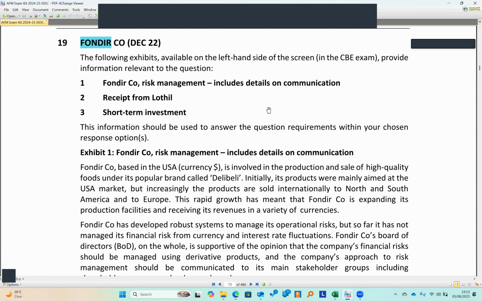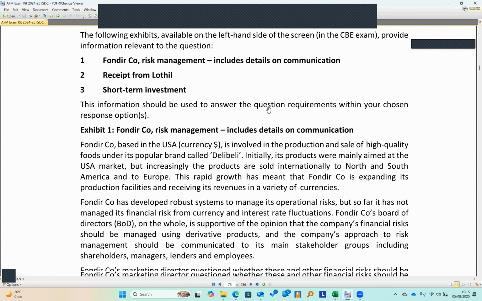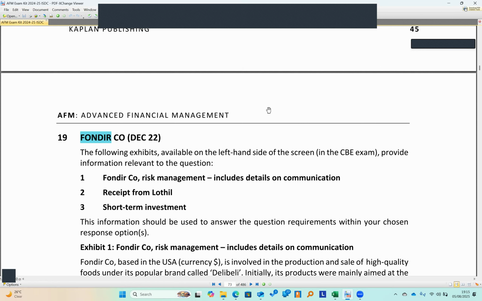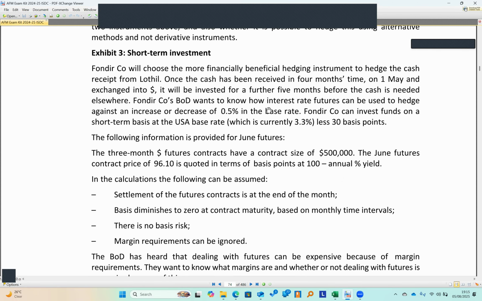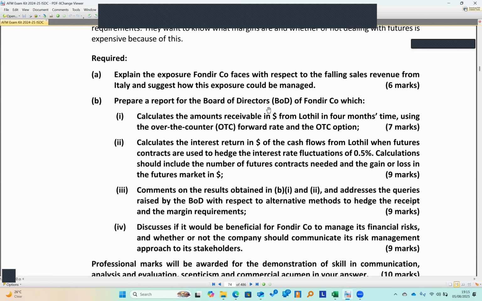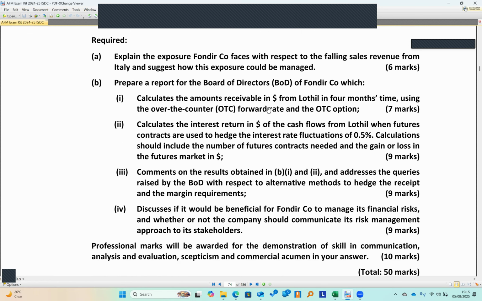So you have to be able to answer it, because it can even come in both sections where you have to do some exchange rate calculation in one of the sections, and then a full number, or maybe foreign exchange futures and forwards. So this question is called Fondir. Then, of course, when you look at the requirements, it's a 50-mark question.